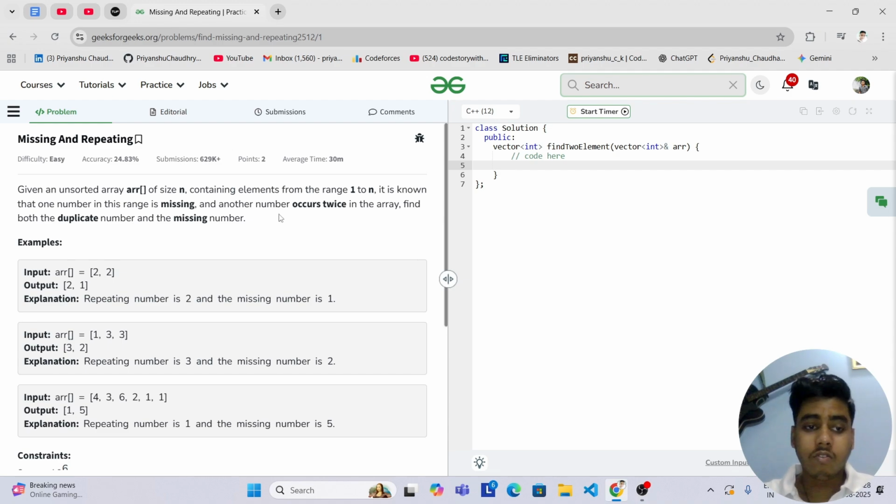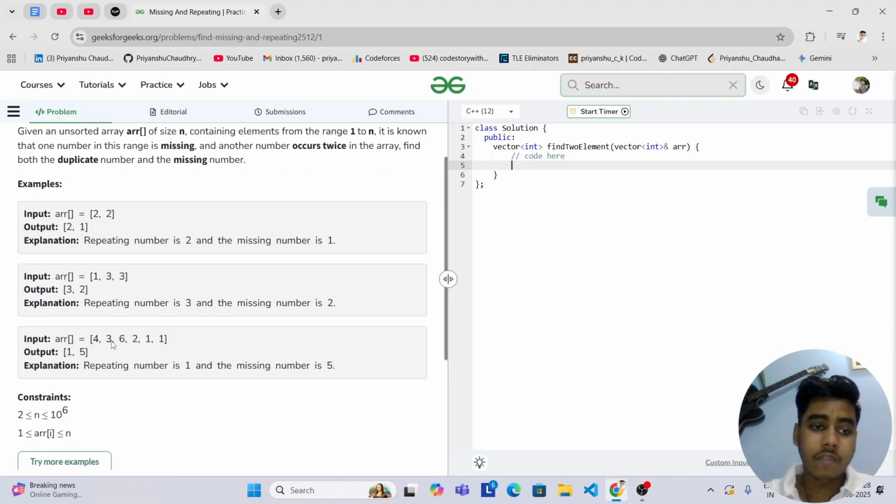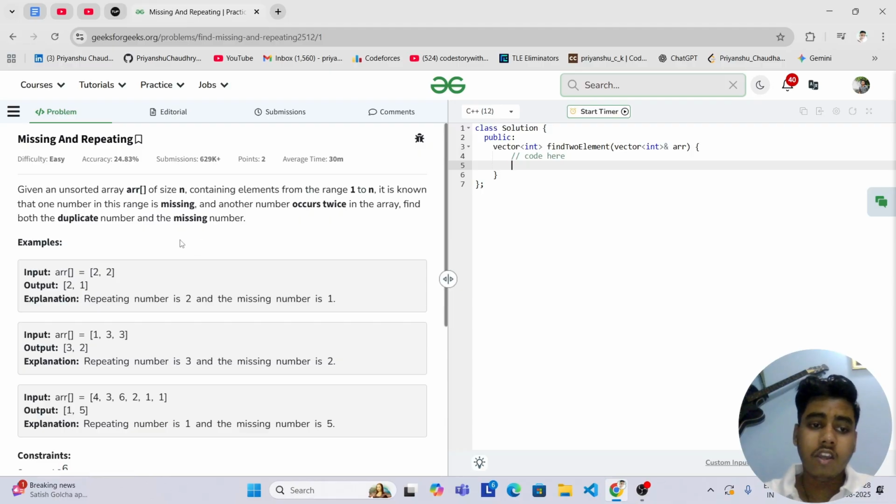Alright, so we are given an array. We can see in the examples also, but the best example I can find here is the last example. But let's go through all the examples. The first example says the array is given and the elements are 2 and 2. So we can see that the repeating number is 2 and the missing number is 1, because it is given in the problem statement that every element is just between 1 and n inclusive, and we have to find the number which is repeating and the number which is missing. There is only one number which is repeating and one which is missing.